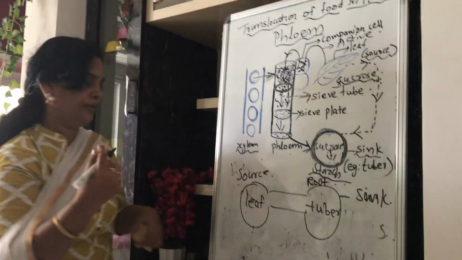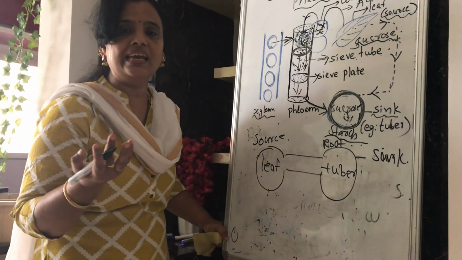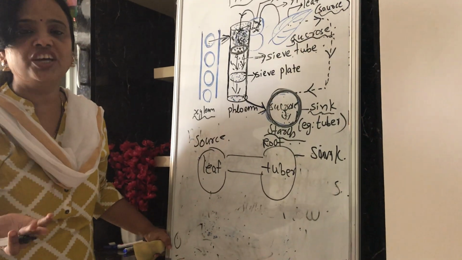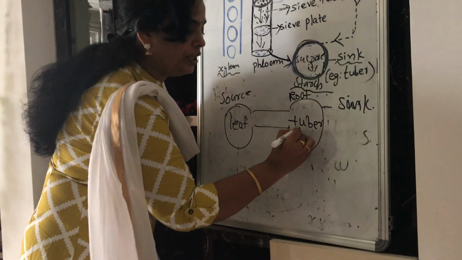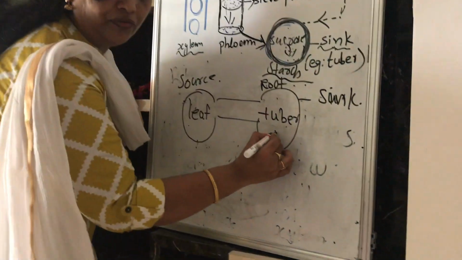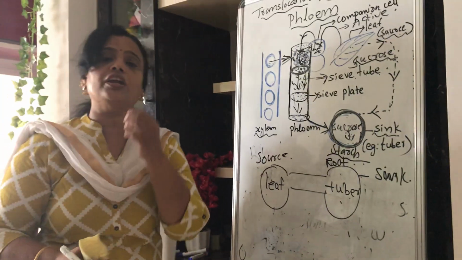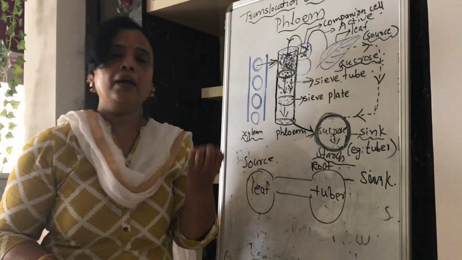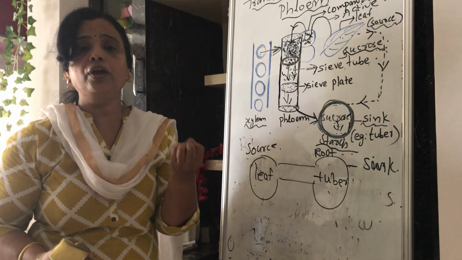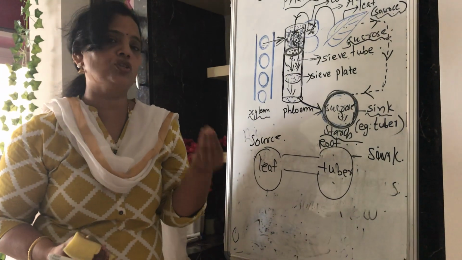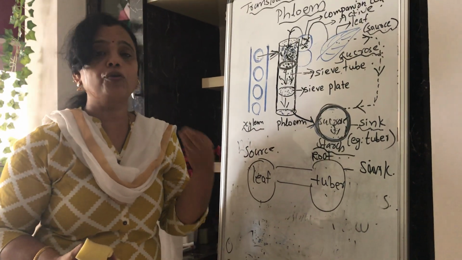Sink is the root. Now always remember, children, the source and sink are relative; they can change. From the tuber, when the food is stored in the tuber or in the underground part of the plant body, and whenever the other part of the plant body requires it. For example, a growing bud is there in the plant, or a new leaf is originating in the plant. It requires energy for growth.